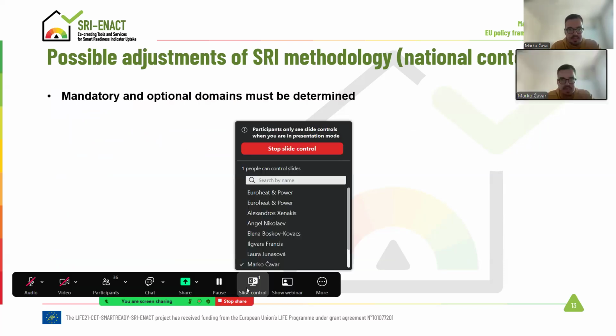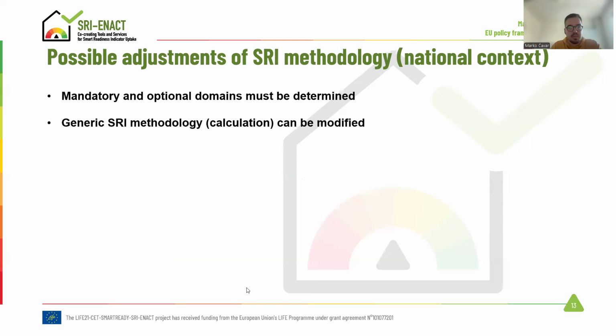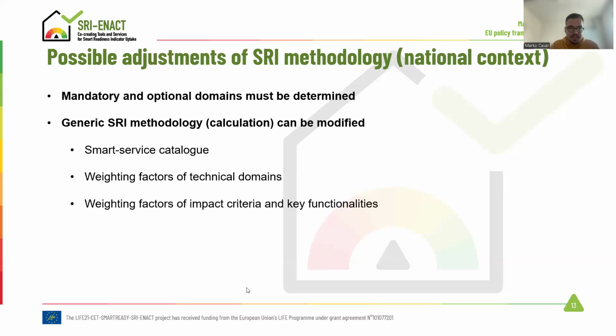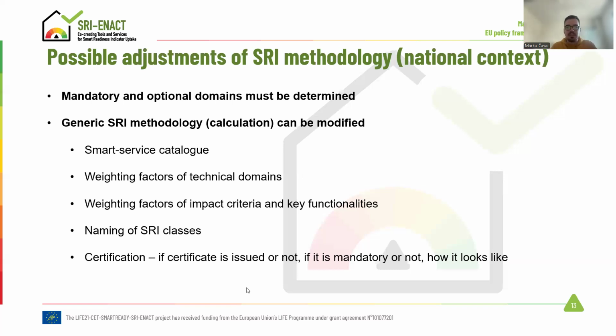Before handing out to the other partners, just to give an overview of what the national context actually means. On one hand, the mandatory and optional domains that you saw in the first slide must be determined. So you need to see and determine on the country level which domains need to be included as mandatory and as optional domains. And then throughout this testing phase, you can check if this generic methodology provided by the Commission is okay, or you need to modify it, and that's also okay.